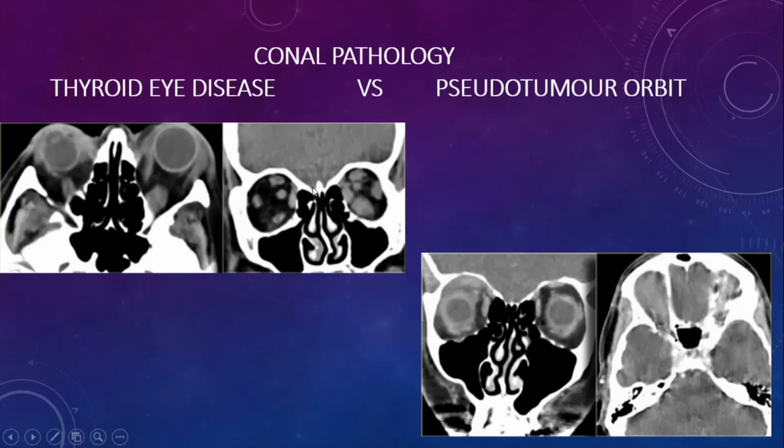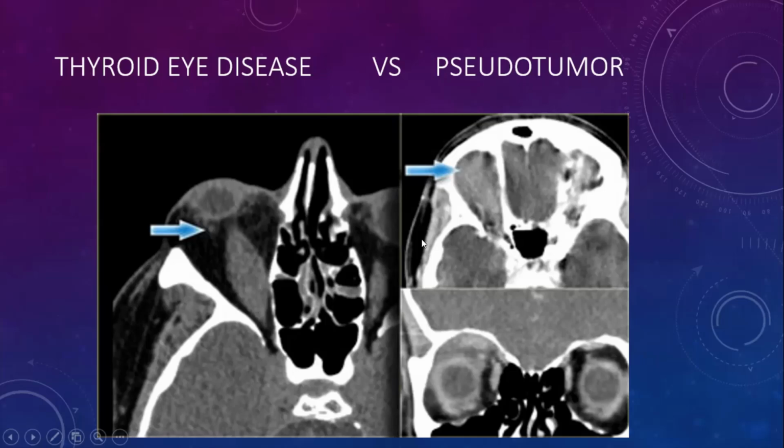One of the most common differential diagnoses for thyroid eye disease is orbital pseudotumor. The differentiating point is that pseudotumor orbit involves the tendinous portion also, but thyroid eye disease mostly spares the tendinous portion. That is called the Coca-Cola bottle sign, because only the muscle belly is involved, whereas the tendons are spared.